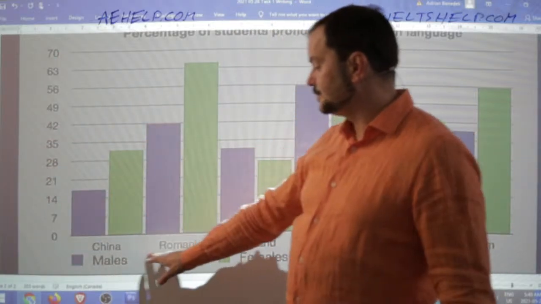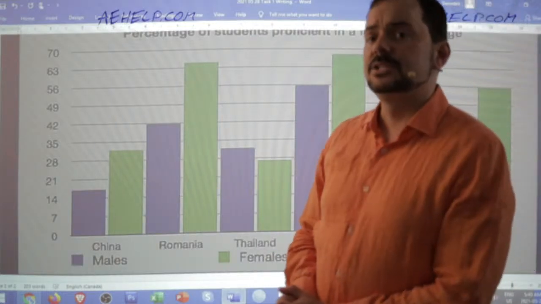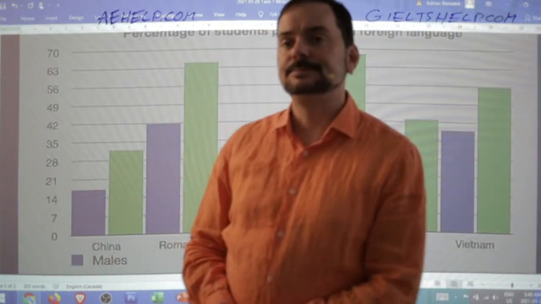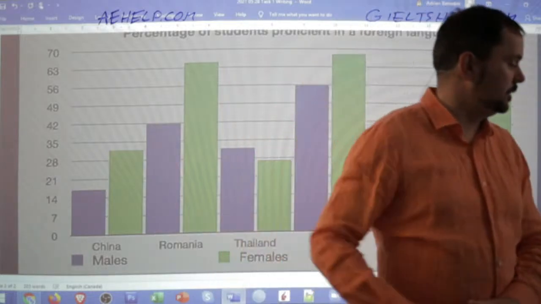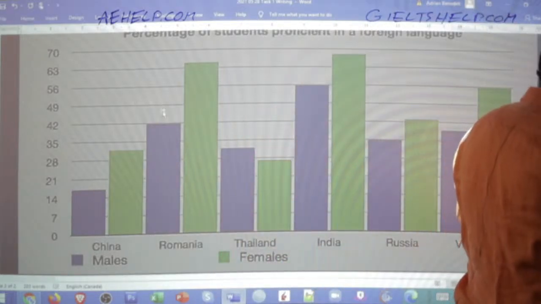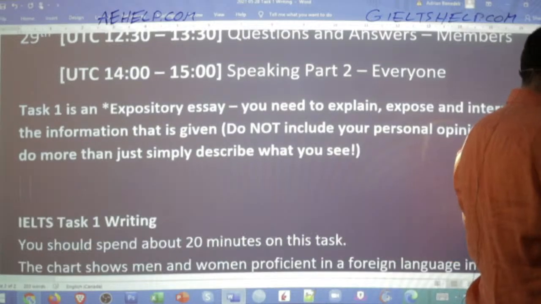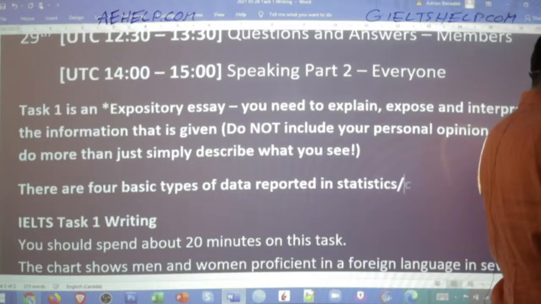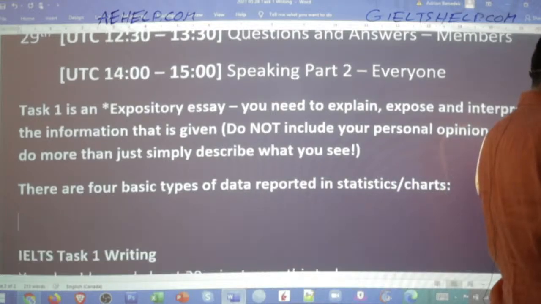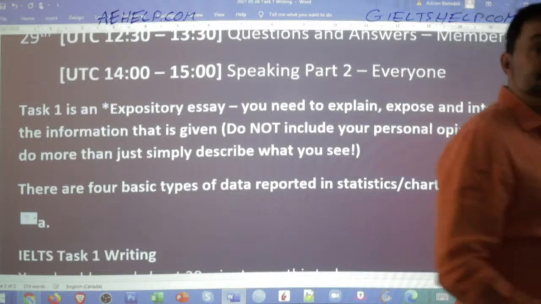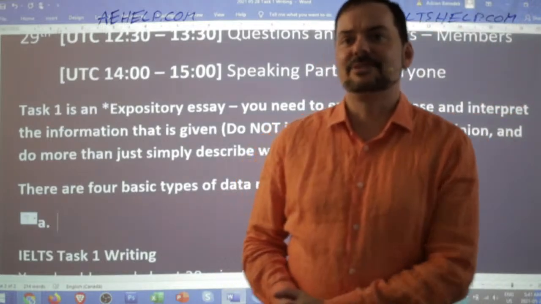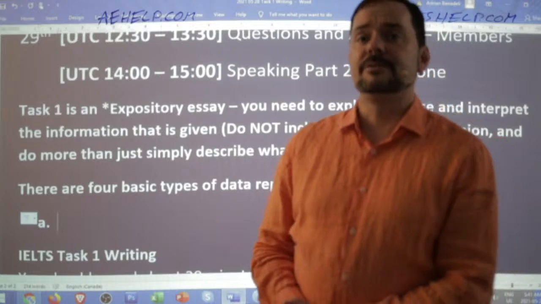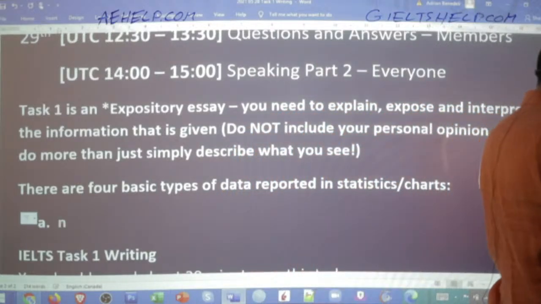And here, what kind of data is that? It's the most basic type of data. Anybody know what that's called? Here, I'll give you a quick note on this as well. There are 4 basic types of data reported in statistics or charts. Okay. First is... Janil says, I forget. All right, Janil, I'm going to help you remember for next time. It's called nominal data. Okay.